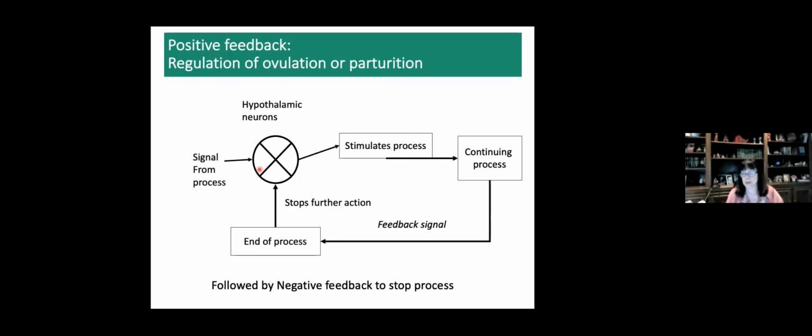So if the baby is ready to be born, it presses on the cervix, and it's a positive feedback to the hypothalamus that says, yeah, we need more oxytocin. We need more contraction of smooth muscle in the uterus so that the baby can be born. So basically, the signal from the process would be the baby pressing on the cervix. The hypothalamic neurons produce oxytocin. They'll receive that signal and they'll send oxytocin out until the baby's born. And then in the end, the process is stopped.